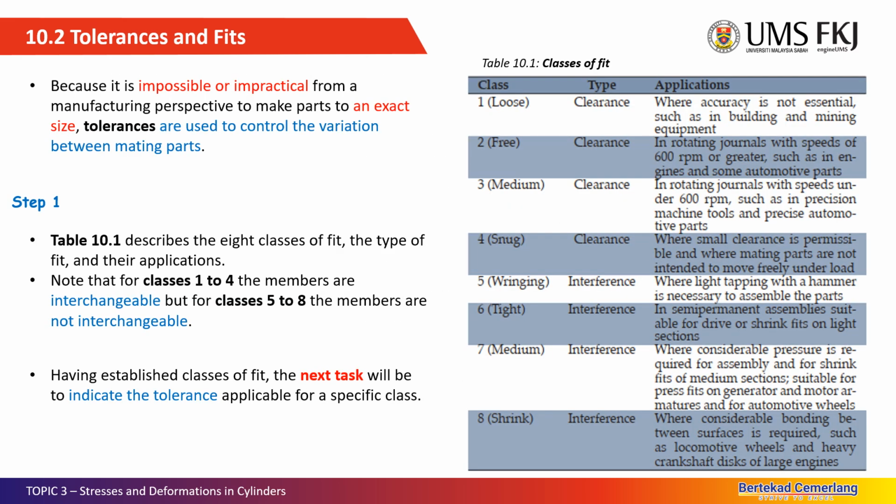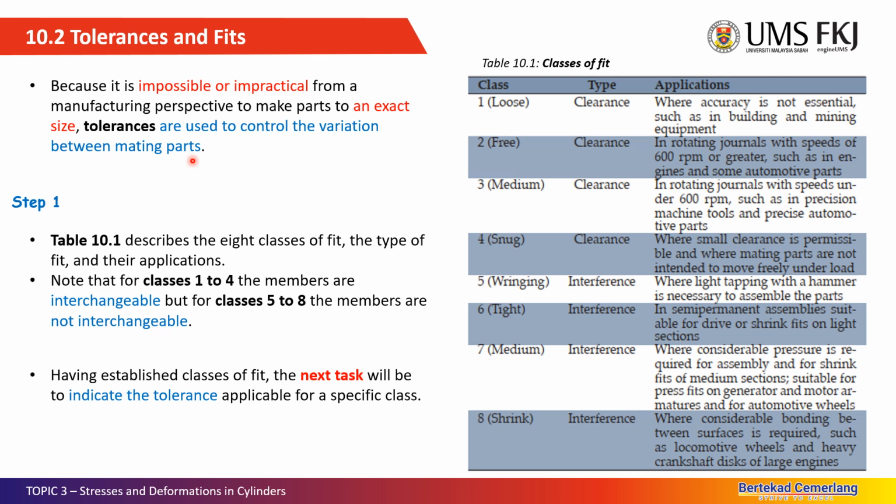Okay, right now we realize that it is impossible or not practical from a manufacturing perspective to make a part to an exact size. Because of this, we use tolerance to control the variation between the mating parts. So right now we are going to find how to design, for example, for a certain shaft and hub, what is the tolerance, allowance or interference.